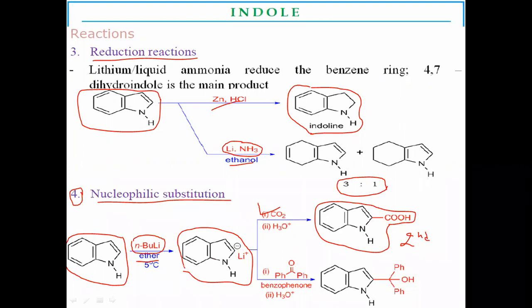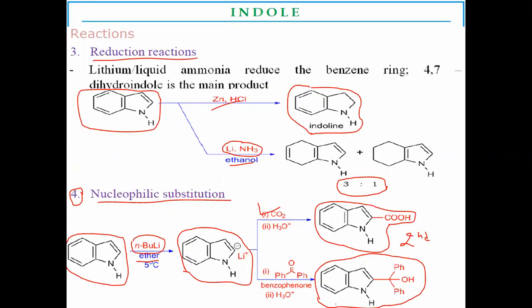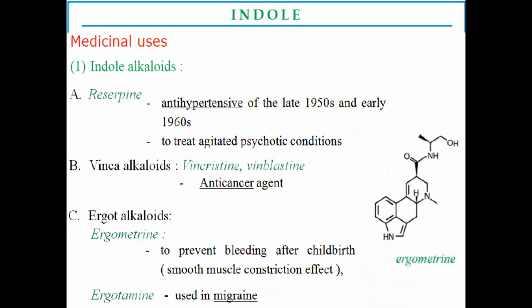This intermediate lithium indole reacts with benzophenone. There is substitution of benzophenone at the second position to make the substituted product. In this way, you can prepare nucleophile-substituted products from indole. These are some reactions related to indole. It is one of the important heterocyclic moieties, benzene fused with pyrrole, that is indole. Now we move on to some medicinal drugs containing indole as a major part.